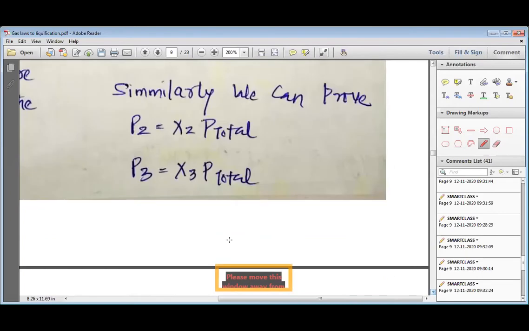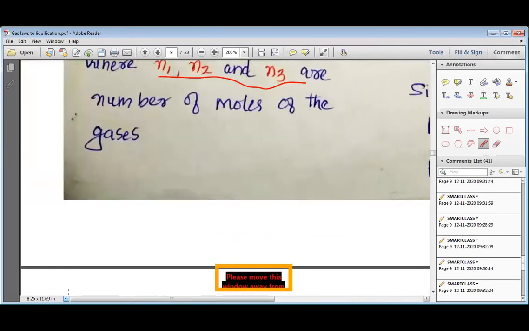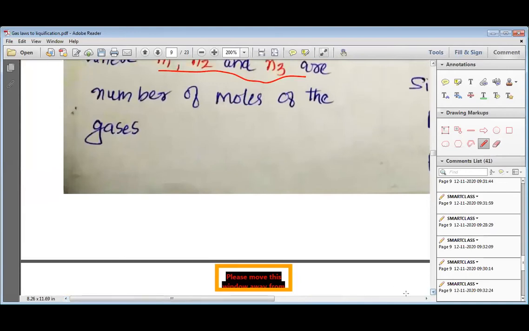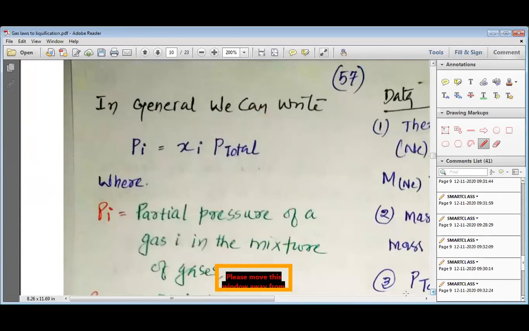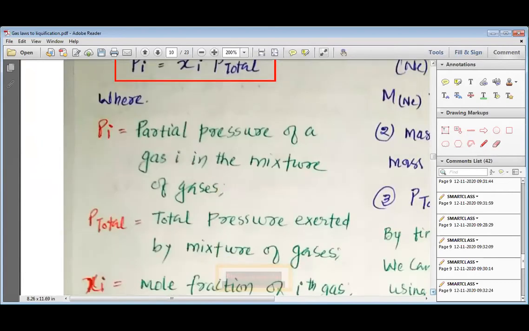And this is how, my dear students, we come to know about the relationship between the mole fraction of the gas and the pressure. So in general we can write Pi, that means P1, P2, P3, P4, anything you can write. So Pi is equal to Xi P total, where Pi is the partial pressure of a gas in the mixture of gases.